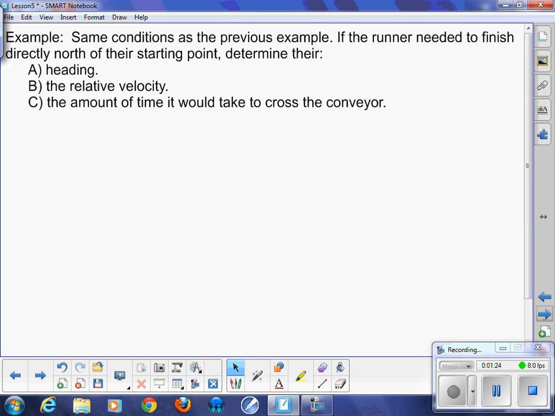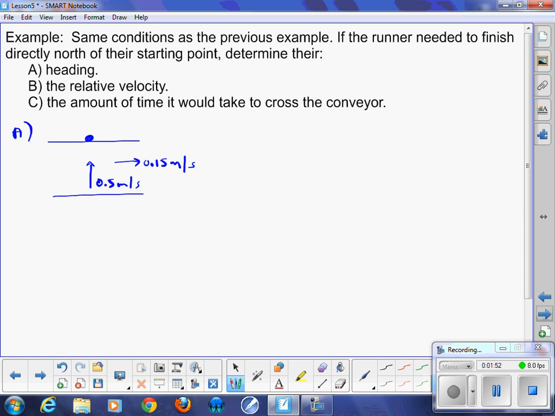So same conditions as the previous example. What happens if the runner has to finish directly north? So life depends on it. We want to determine their heading, relative velocity, and the amount of time it would take to cross the conveyor. So the situation now, conveyor is still moving to the right. The runner can head north, but we want to make sure we end up over here.